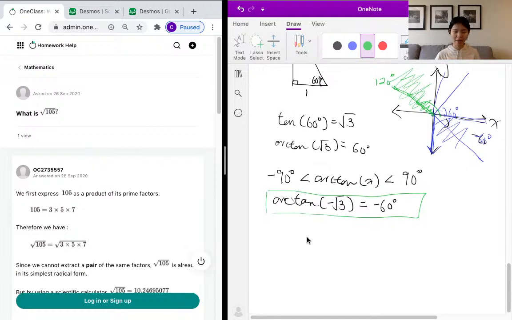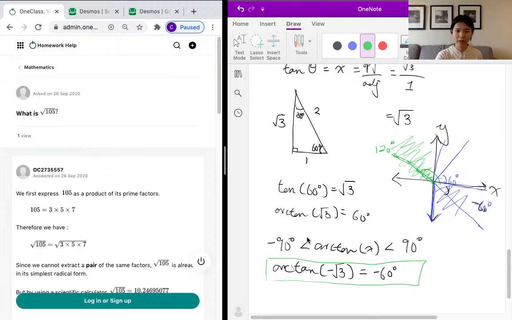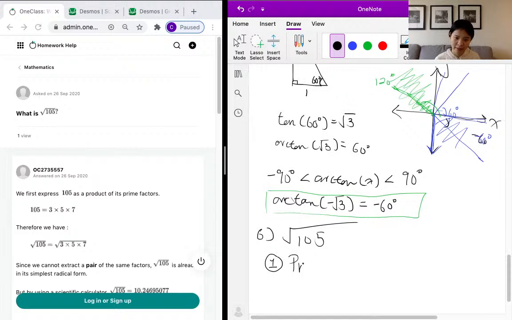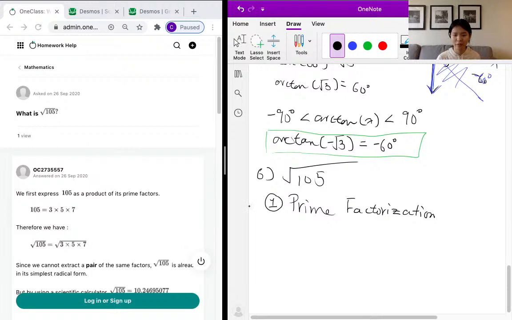Alrighty, here's our next problem, and it's asking us what is the square root of 105. So when we see a problem like this, there are 3 approaches that you should take. The first, you should try prime factorization to see if you can solve the problem this way. Unless you have a calculator on hand, then you might want to try something else. But first, let's try prime factorization. Prime factorization is basically writing a number as the product of its prime factors.